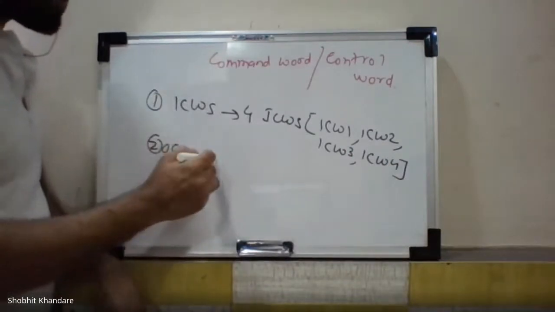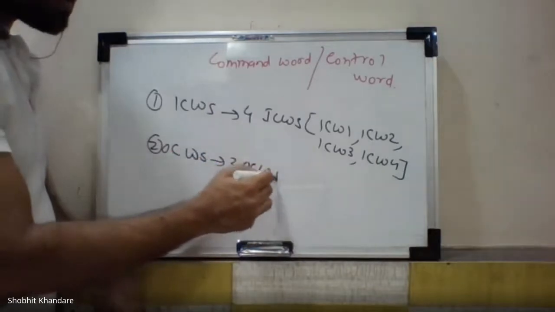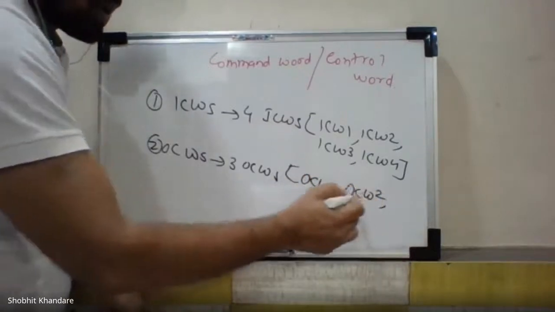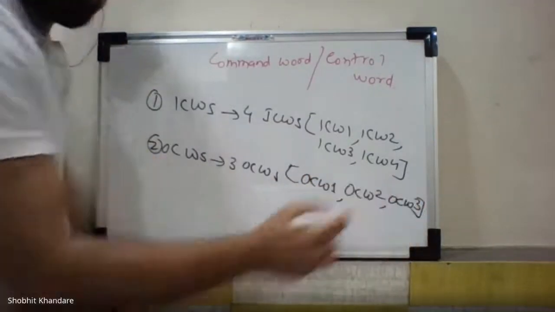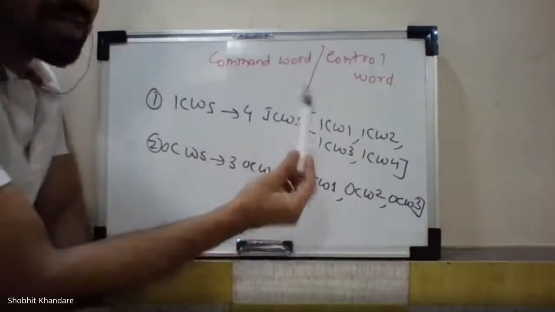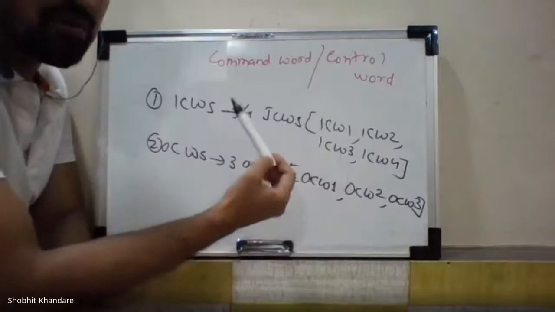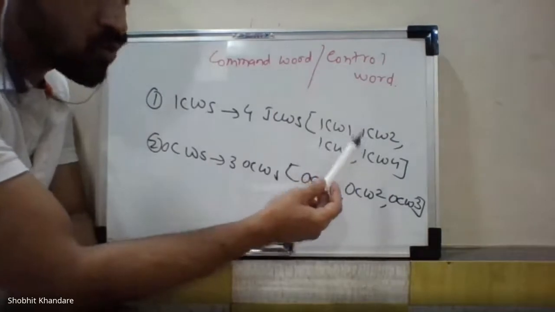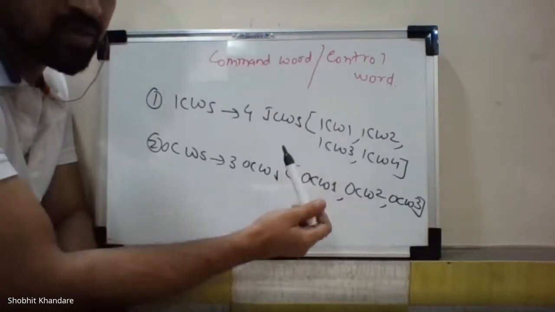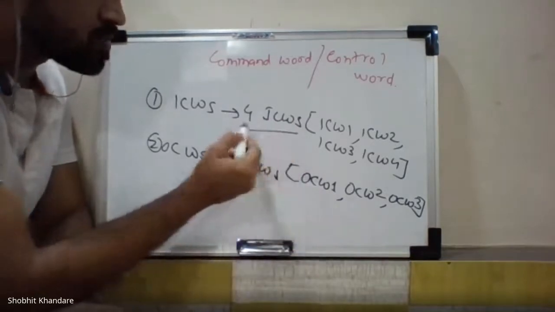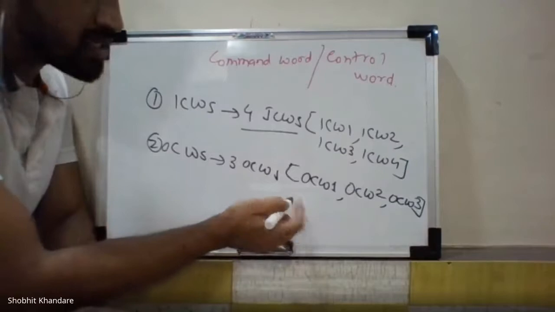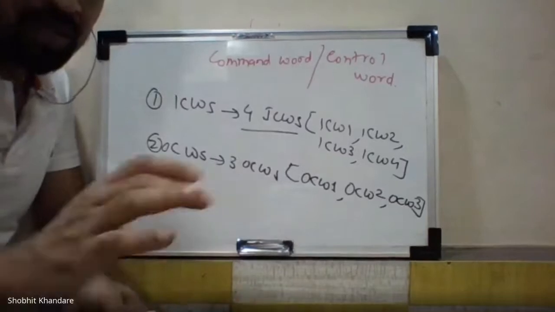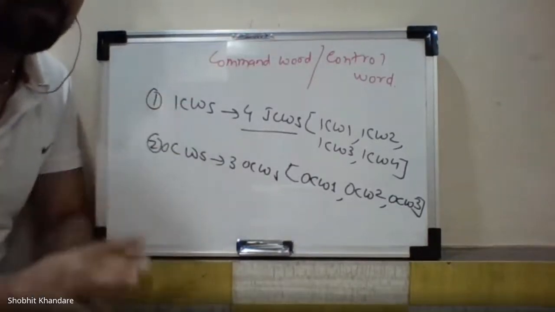As far as OCWs are concerned, we have only three OCWs. Which are they? OCW1, OCW2, and OCW3. We need to understand each ICW and each OCW. What is ICW1, ICW2, ICW3, each and everything we are going to see. Today we'll only talk about ICWs, and in the next lecture I will talk about OCWs. We will not talk about OCWs right now, but we need to understand the difference between them. I think I have already given you the difference.